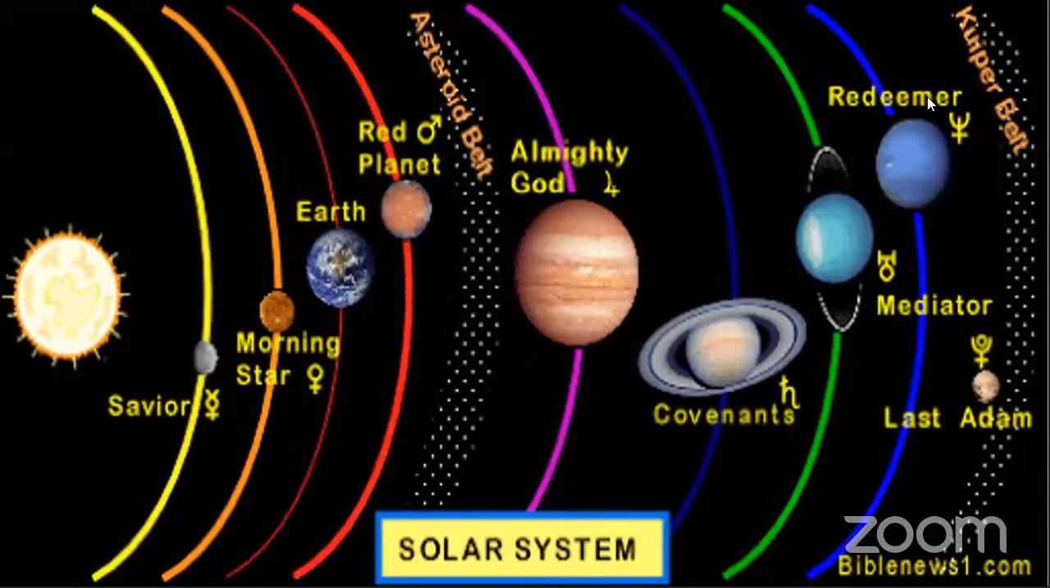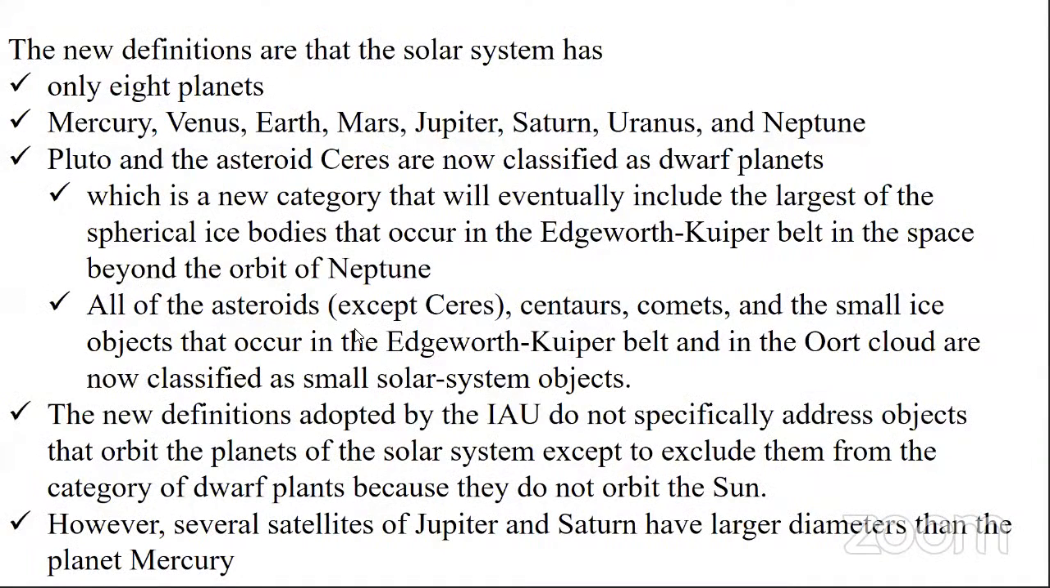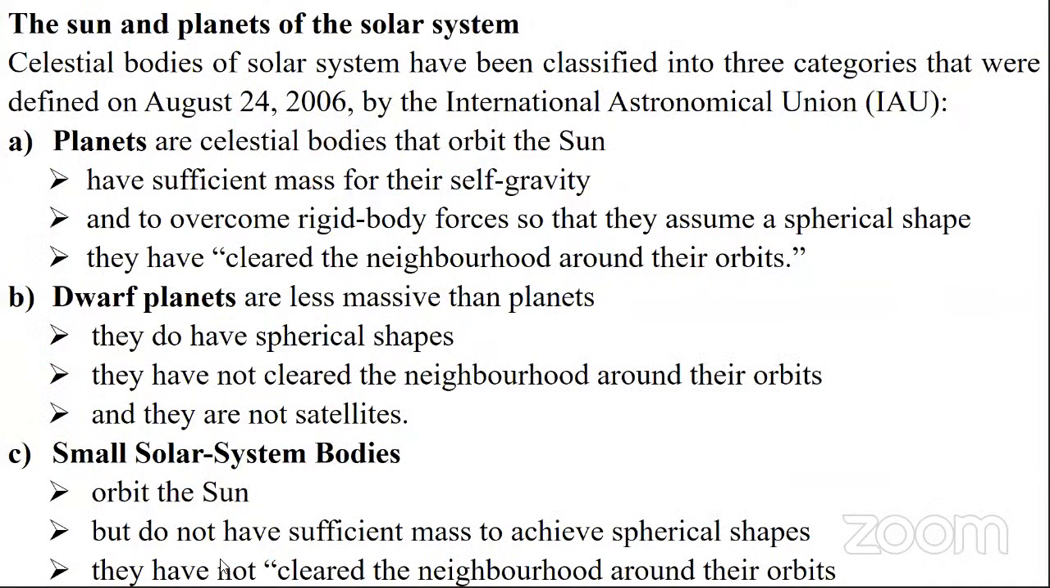Beyond the orbit of Neptune, this is Uranus, then Neptune. Here you get the Kuiper belt. All of the asteroids except Ceres, Centaurs, comets, and other small ice objects that occur in the Kuiper belt and in the Oort cloud are now classified as small solar system objects. From 2006 onwards, this is the classification.